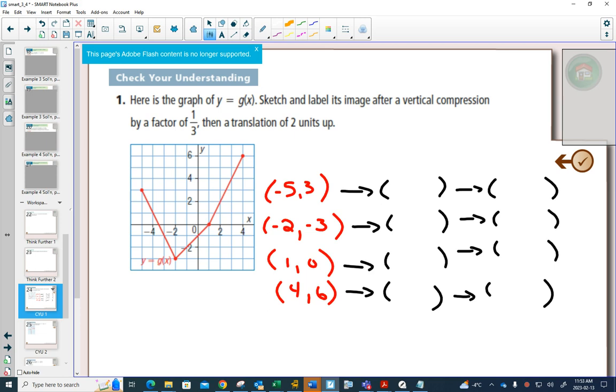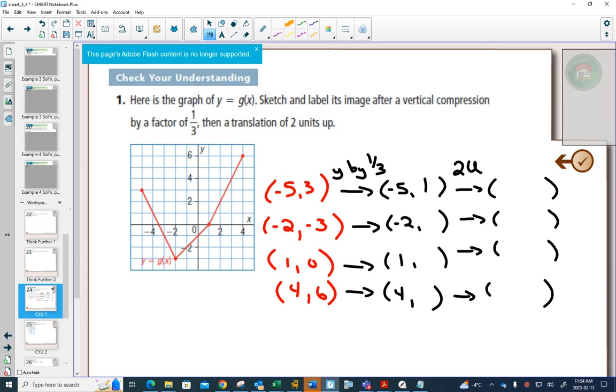And then I'll look, what do I need to do? I need a vertical compression by a factor of 1/3. So above here, I'm going to write y by 1/3. Translation 2 units up. So above that one, I'll write 2 up. My x values are not changing, so I will just rewrite them.